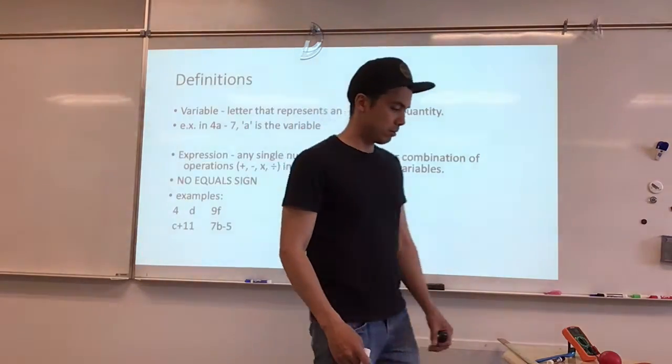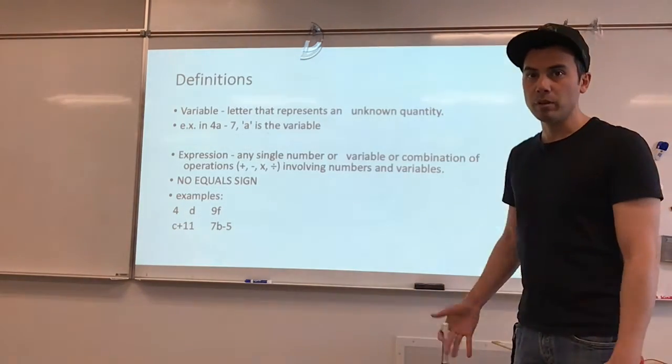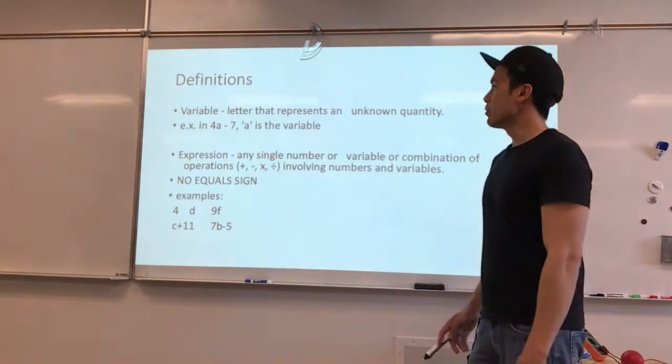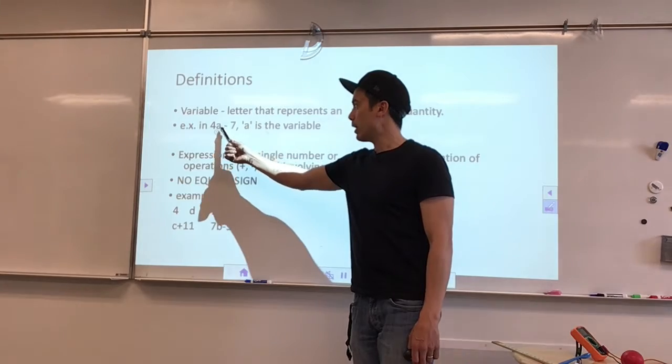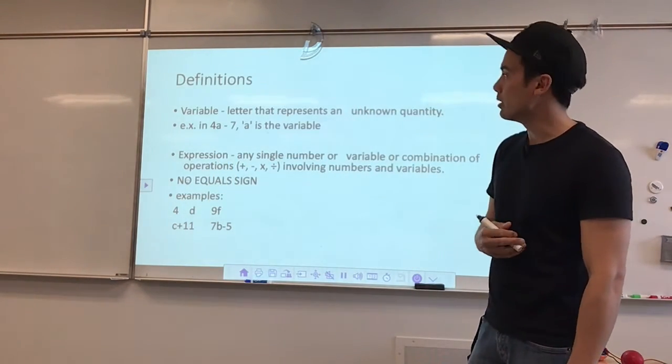The first term is variable. This is just some type of letter or symbol that represents a number that we don't know. If we look at this expression, a minus 7, a is the letter, it is our variable in this situation.